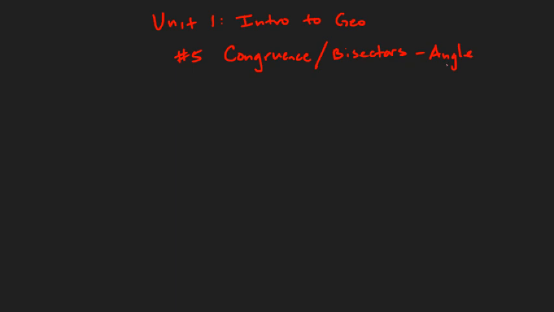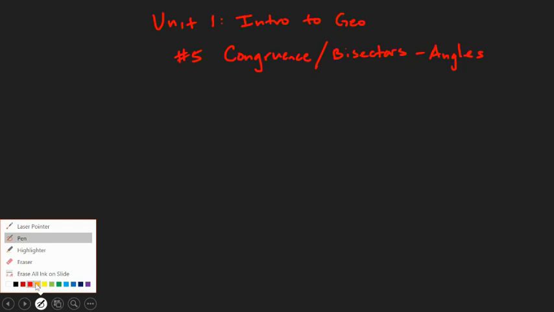Okay. So again, Unit 1 here, Intro to Geometry. And our fifth video, number 5, is going to cover congruence and more about bisectors. But this time we're going to involve what's called an angle bisector. So we're going to focus on angles. Very similar to the last video.